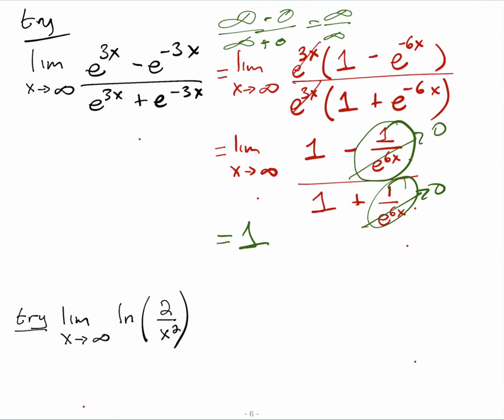Couldn't you have just done that on the last step, where you moved the e to the 6x down? Couldn't you just have said that these are 0? Yeah, e to the negative 6x could be 0 too, right? Yeah, I think it's more clear when the exponent is positive. It just makes it a little easier to tell. But saying that e to the minus 6x is approaching 0, that's fine.